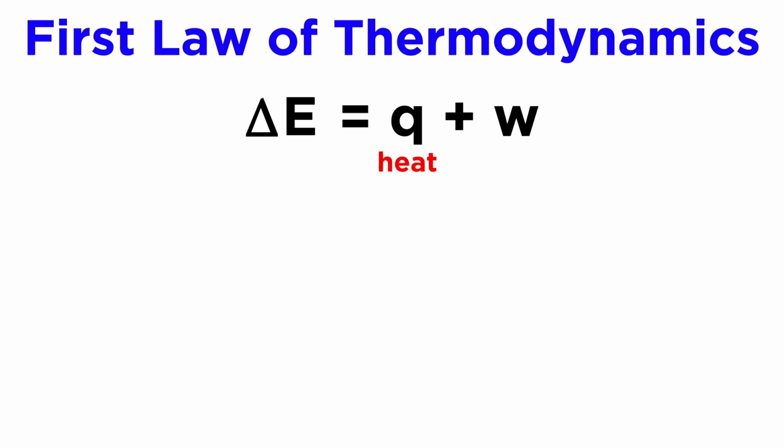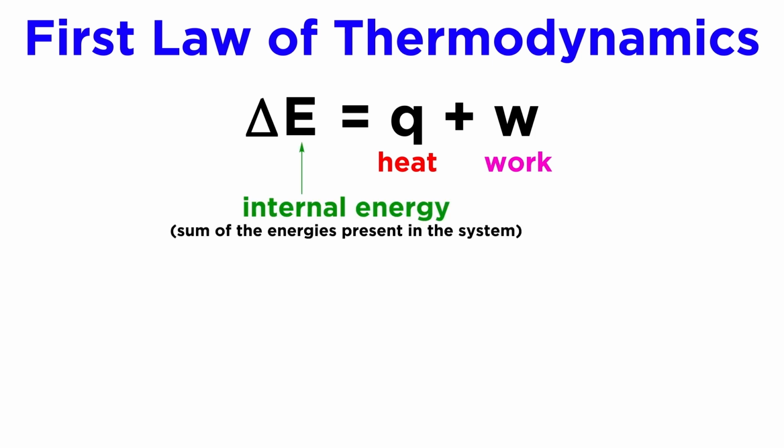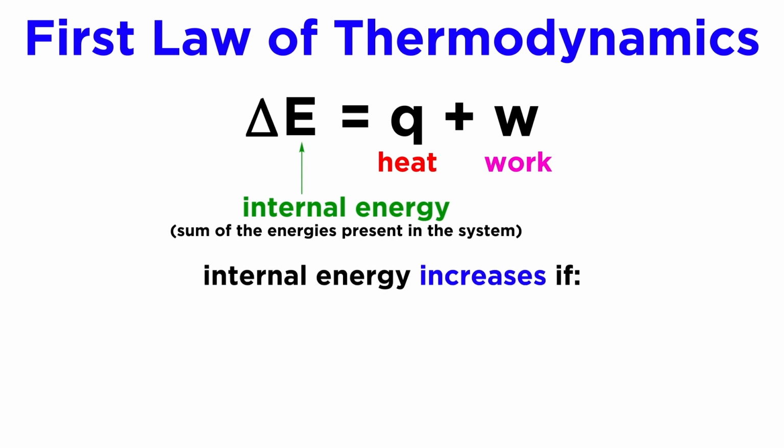Let's understand that Q represents heat, or a transfer of kinetic energy between objects of different temperatures. W represents work, or force acting over a distance. And in this case, E represents internal energy, which is the total sum of all the possible kinds of energy present in a system. This equation tells us that the internal energy of a system can increase if heat is absorbed by the system, or if work is done on the system by its surroundings.